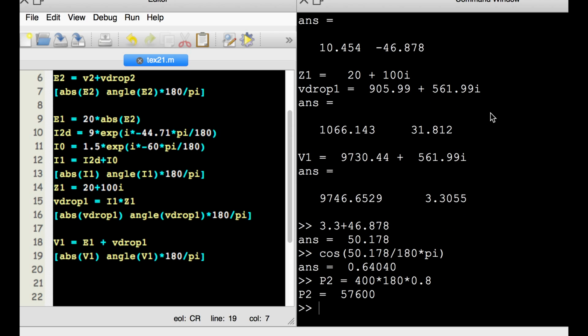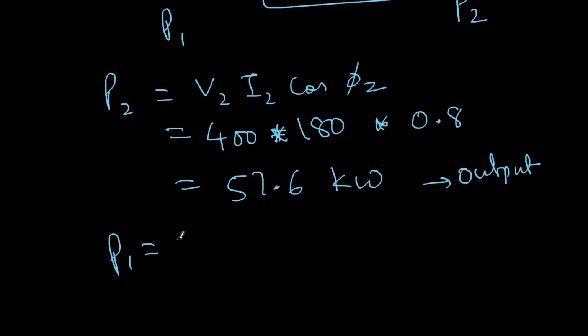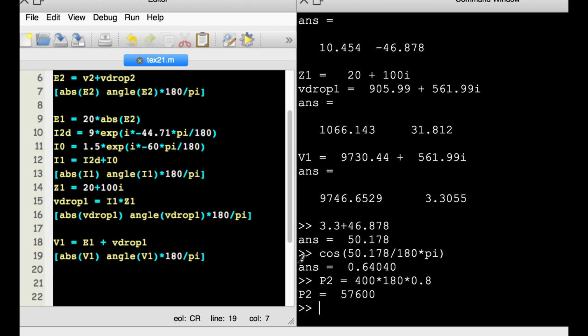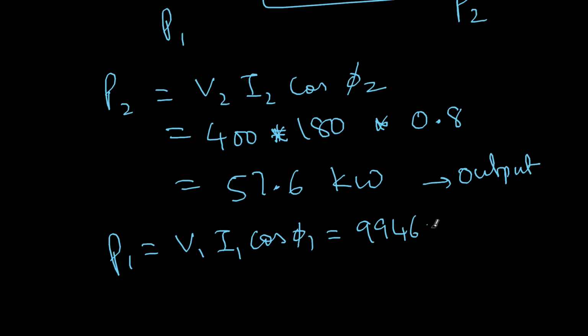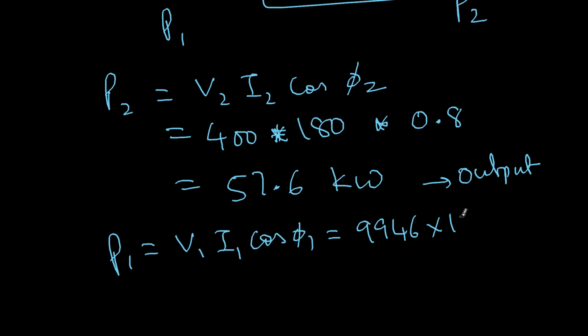So I'm getting 57600 or 57.6 kilowatts. So this is my output power. So what is input? Input is P1, that is V1 I1 cos of phi 1. So that is nothing but 9746, I1 is 10.45 and cos of phi 1 is 0.64. So this quantity will be bigger than this quantity. So let's see.